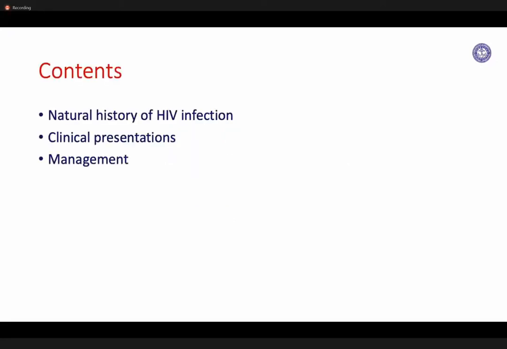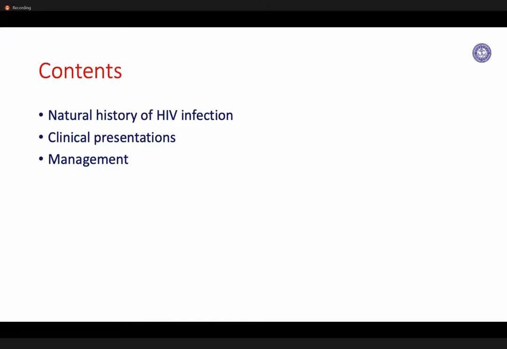So I will go through three things. First of all, I'll deal a little bit with the natural history of HIV infection. This may have been done already by the microbiology department, but I want to revisit it a little because you have to understand this very clearly in order to know the management of an HIV positive person in different stages, including diagnosis and treatment. And then once I have explained the natural history, I'll talk about the clinical presentations at each stage and the management overall.